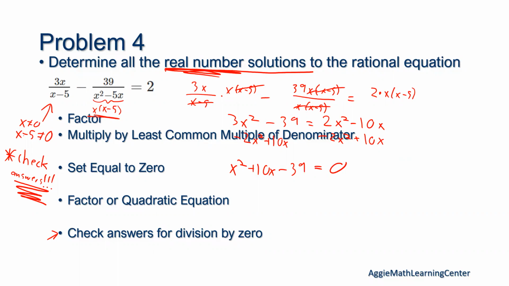The way that we're going to factor is we are going to look for two numbers that multiply to equal negative 39 and add to equal plus 10. That is what you're looking for in the factors. If you have questions with that, I can explain in more detail. If not, we'll just keep going. You can also go straight to the quadratic equation, or you can use that, whichever one you're more confident on.